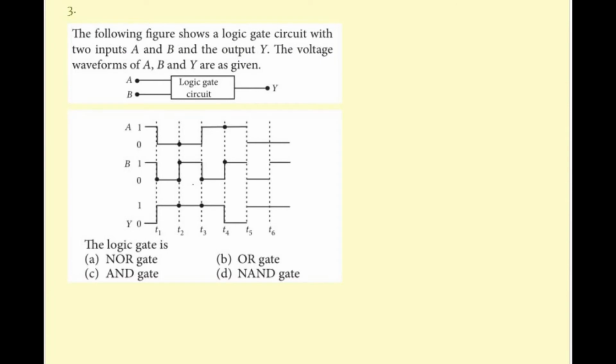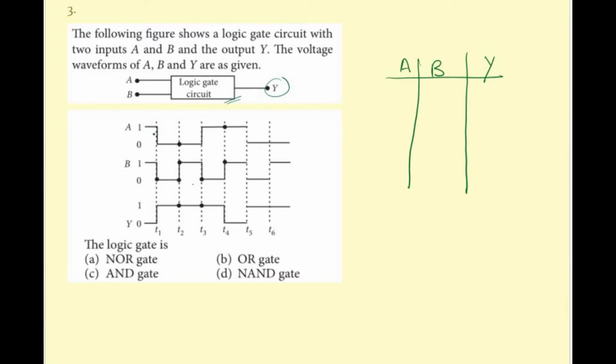So in this question we have to find the output. Here a logic gate is given and we have to find the output, and from this we have to find which gate it is. So let's draw here A, B and our output Y.